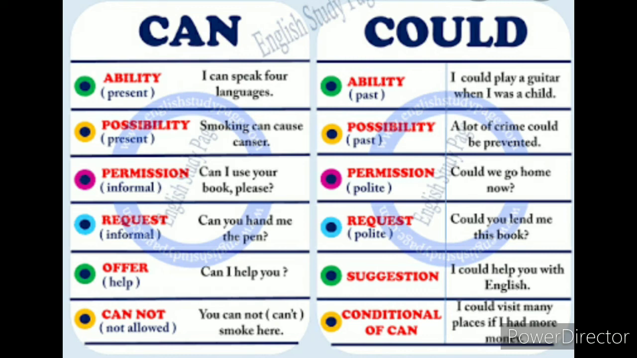First is ability, which is showing you in the present tense. When ability is in the present, at that time we will prefer the modal can. I can speak 4 languages. I can lift this heavy box. I can solve this sum.